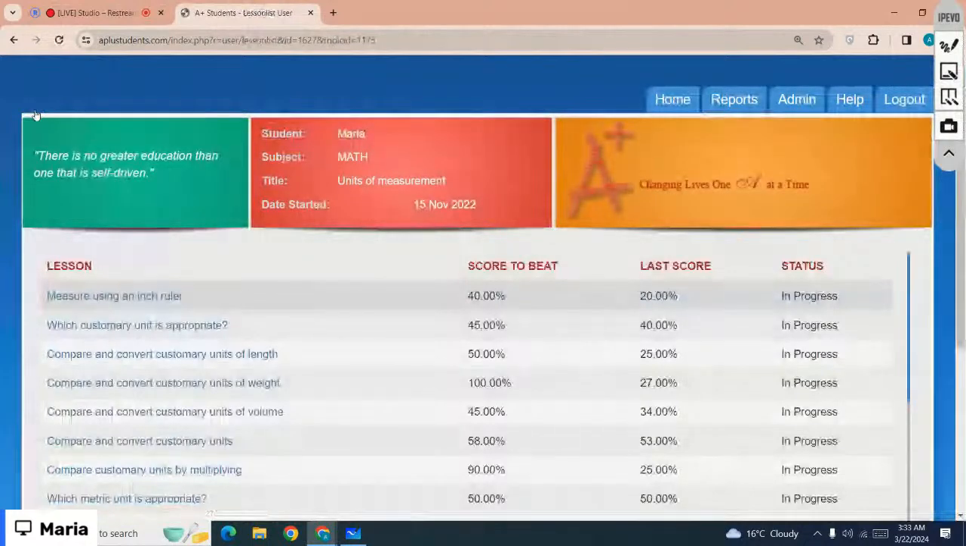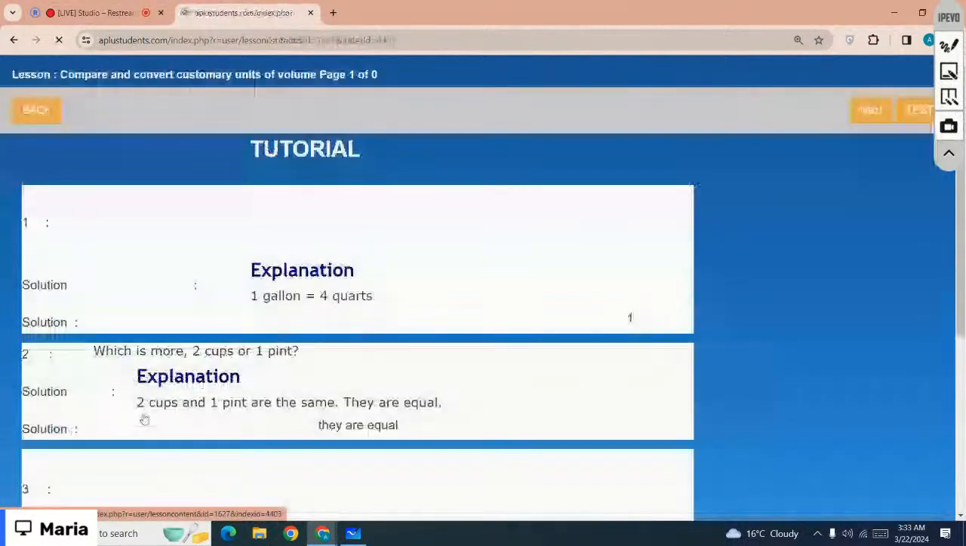The next one is compare and convert customary units of volume. Okay, now we're going to learn the units of volume, right? So 4 quarts equal how many gallons? 1 gallon equals 4 quarts, right?